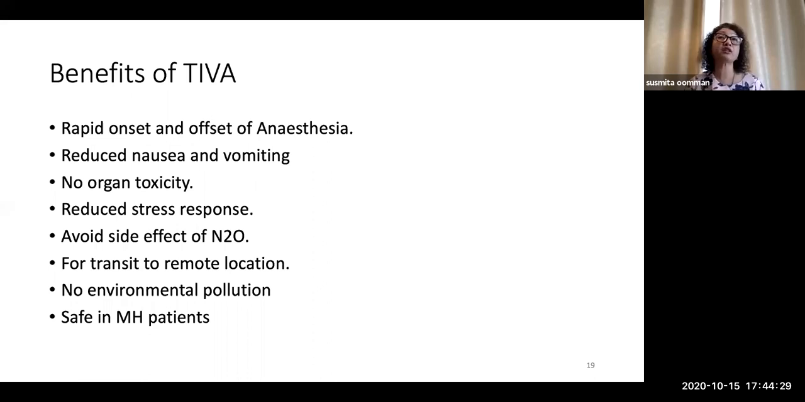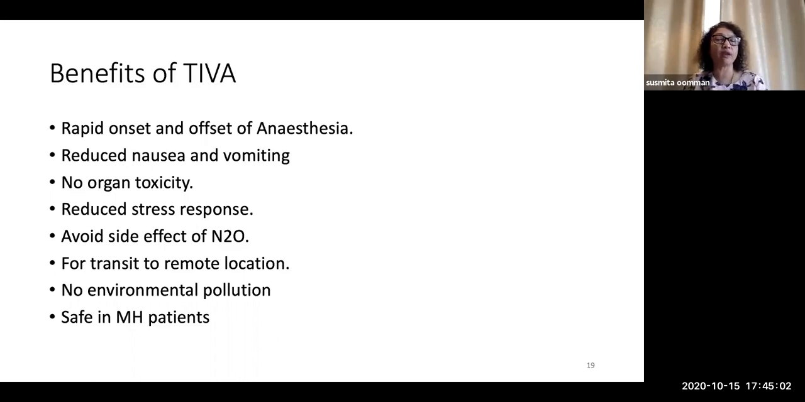The side effect of nitrous oxide, which makes you feel very sick afterwards, is gone. And also now suppose a patient has come to the emergency A&E and he has had a head injury, and the surgeons say, we want to see whether he's got a blood clot in the head. So we have to take the patient from the A&E to the radiology department, where we will do the CT scan of the head.